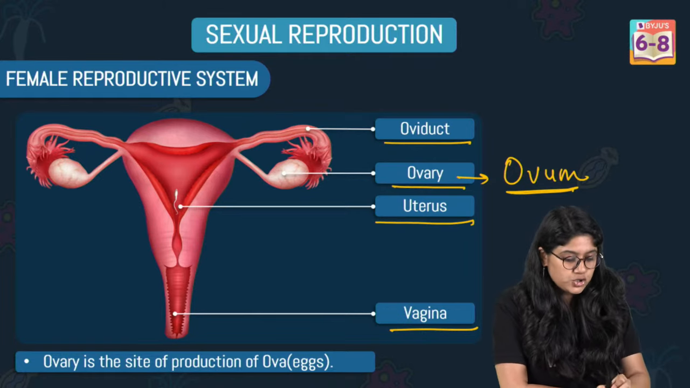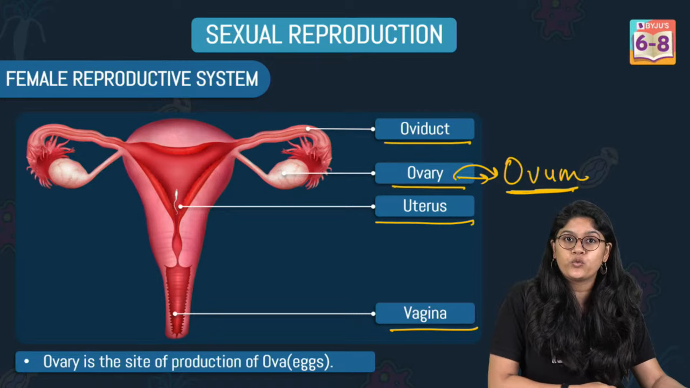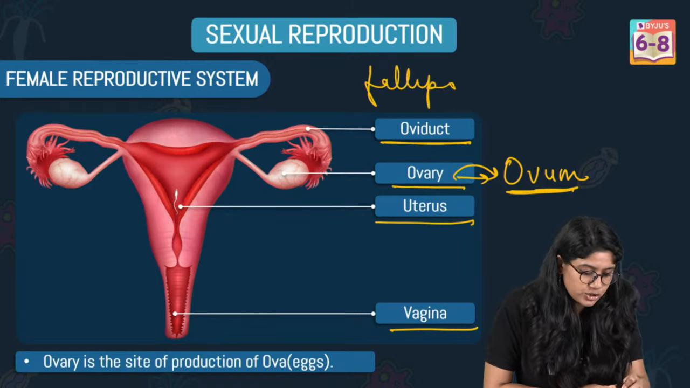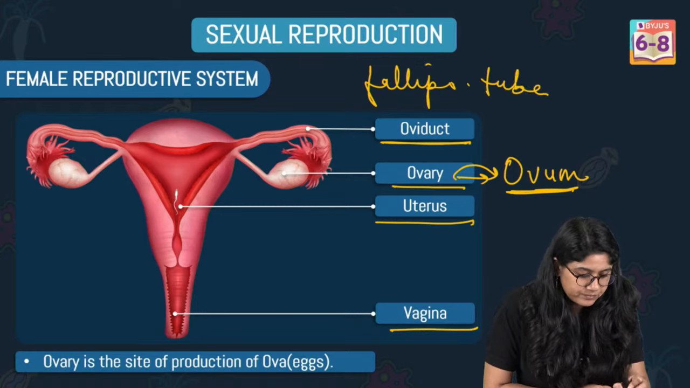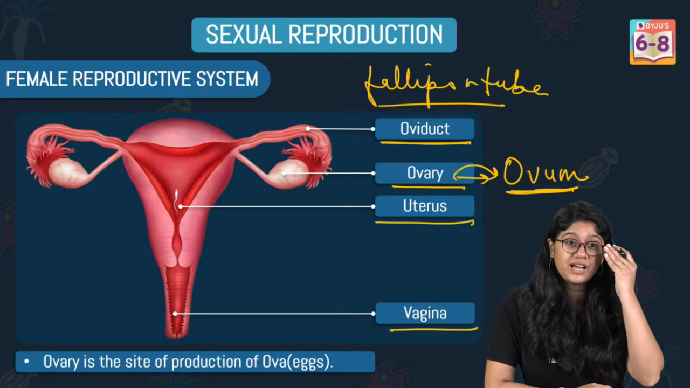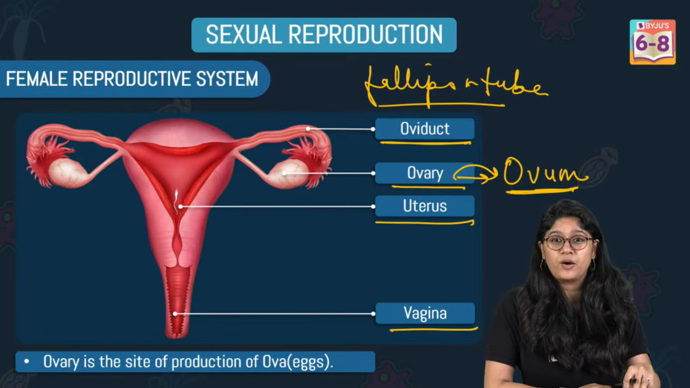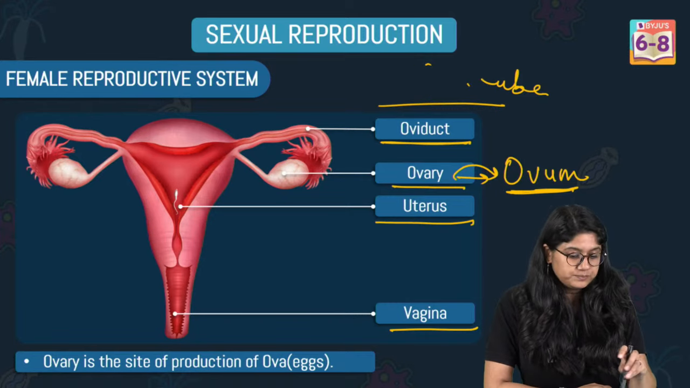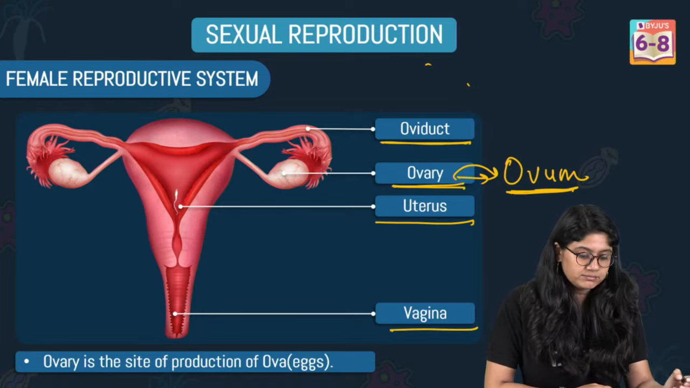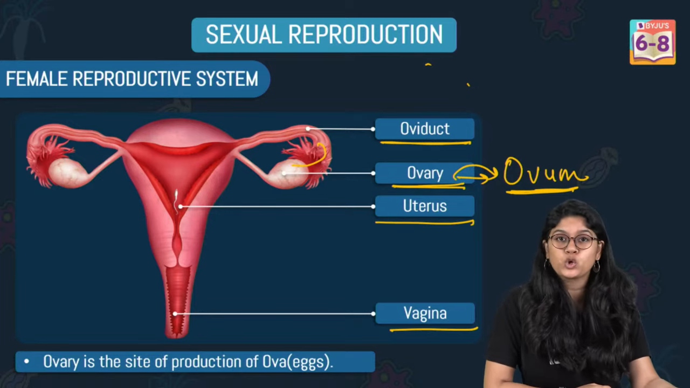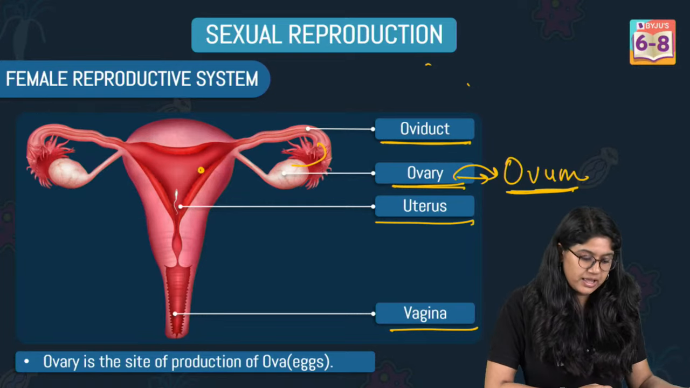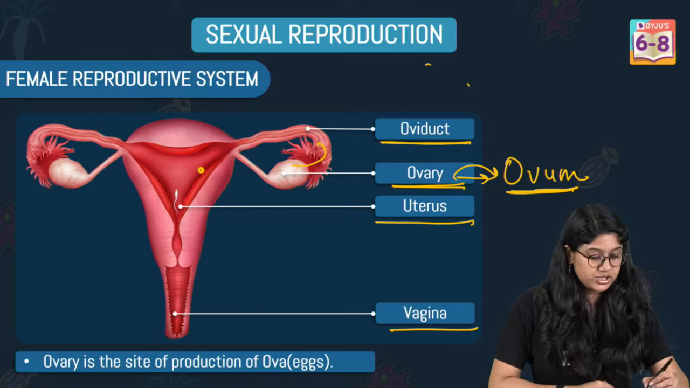Yes, very good. So in the ovaries, we'll see the production of the ovum, right? Then the oviduct is also called the fallopian tube. Clear? So the other name of the oviduct is the fallopian tube. From the ovary, the egg will move to the fallopian tube or the oviduct. Then it will move to the uterus, and of course, the baby will grow in the uterus itself.